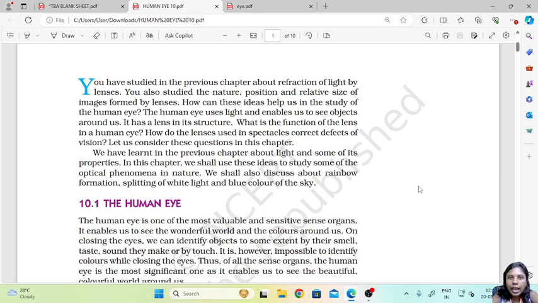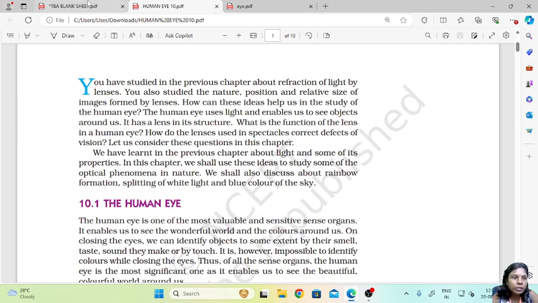The human eye uses light and enables us to see objects around us. We already know that the human eye is like a camera. It looks around at the objects that are present. It has a lens in its structure. What is the function of these lenses in the human eye? How do lenses used in spectacles correct defects of vision? Let us consider these questions in this chapter.